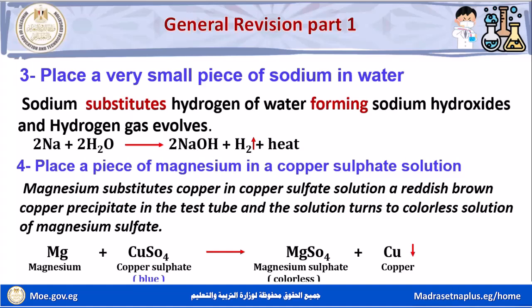Magnesium, Mg, plus copper sulfate, CuSO4, its color blue, produce MgSO4, magnesium sulfate, colorless, plus Cu, copper precipitate.